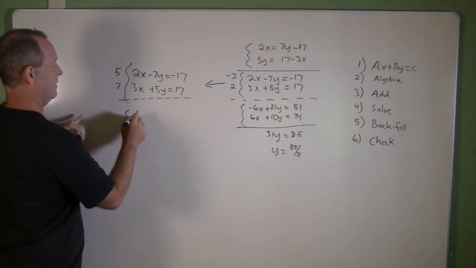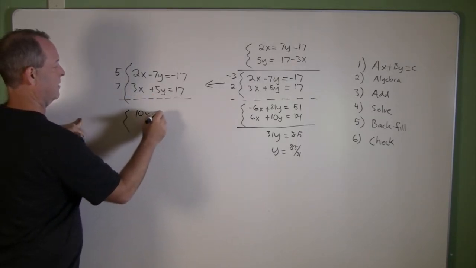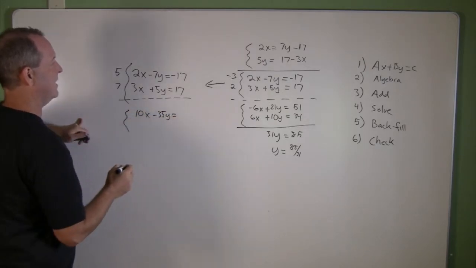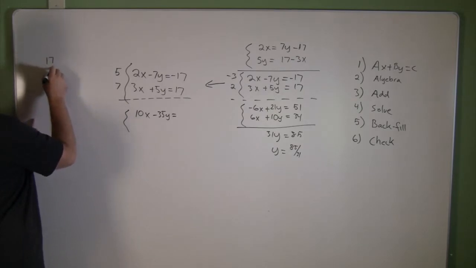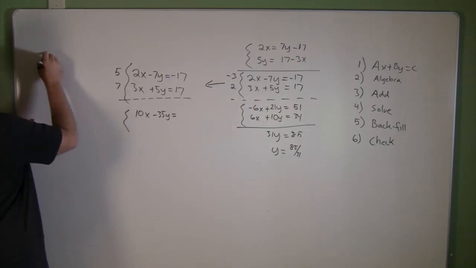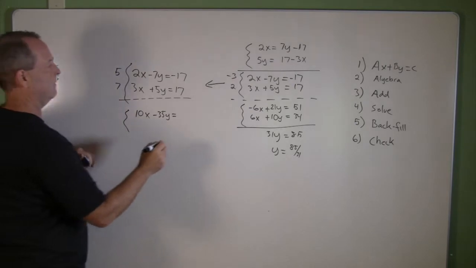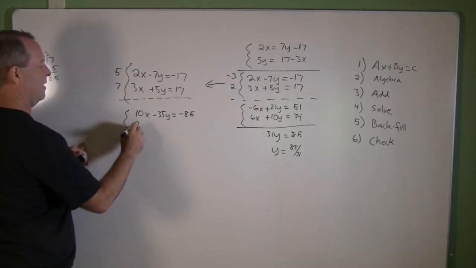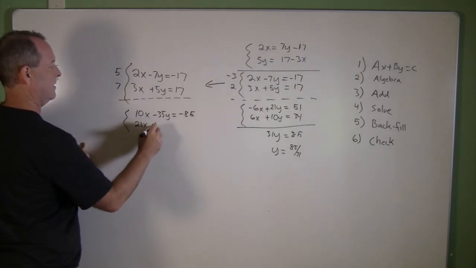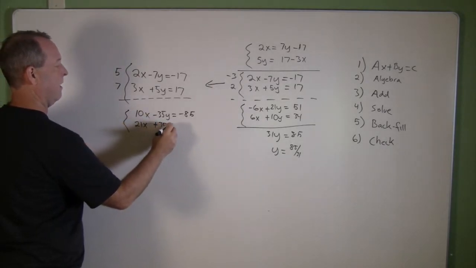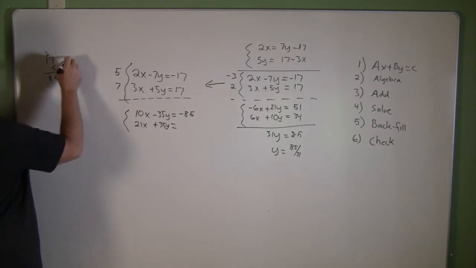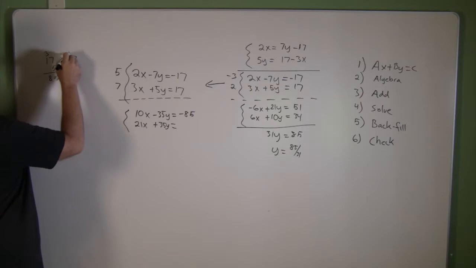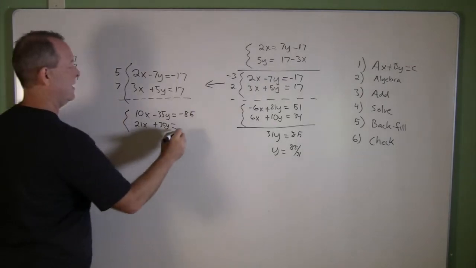5 times 2x minus 35y equals minus 17 times 5. 17 times 5 is 85. On the bottom, 21x plus 35y. How about that? 17 times 7 is 119.